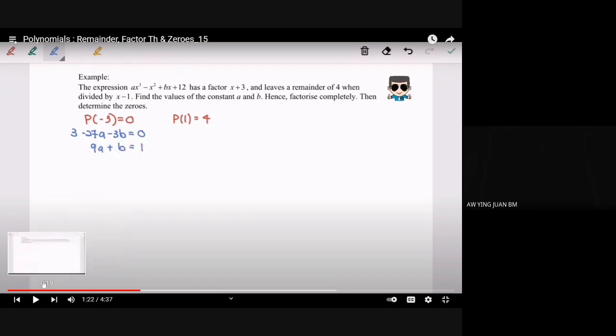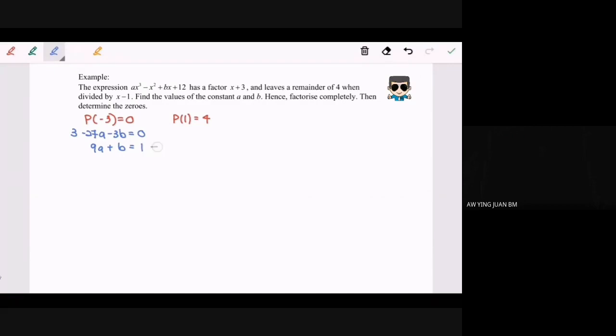So di sini kita ada apa? Mula-mula factor theorem. Okay, factor theorem. So make it simple lah, clean and clear. Make it simple. So untuk bahagian ni adalah remainder theorem. Teruskan.